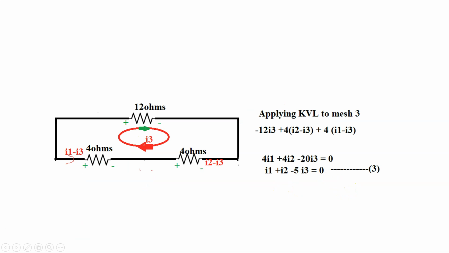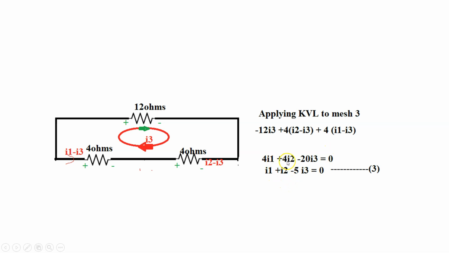Third equation, that is solving from mesh 3, that will be minus 12 into I3, and entering here, it will be, so it is entering what? Negative. Negative to positive is positive. So plus 4 into I2 minus I3. Then here it is entering plus 4 into I1 minus I3. So solving step by step and grouping in terms of I1, I2 and I3, I will be getting this equation.